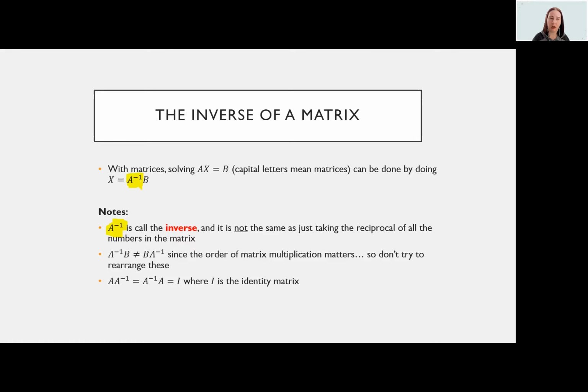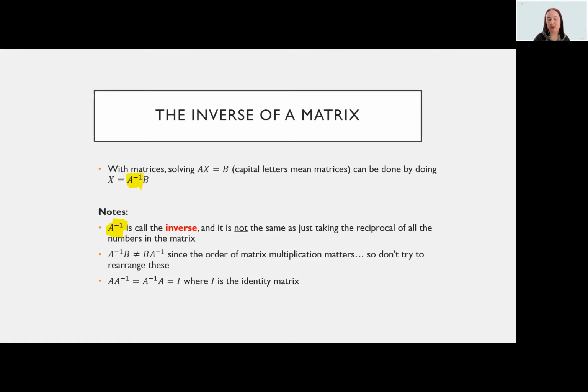So unlike when we just have regular numbers and we're multiplying, the order of multiplication is commutative. You can multiply the numbers in different orders. 2 times 4 and 4 times 2 gets you the same answer. For matrices, it doesn't work that way.